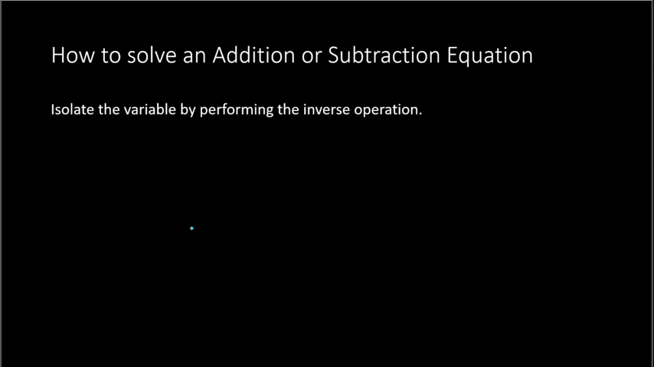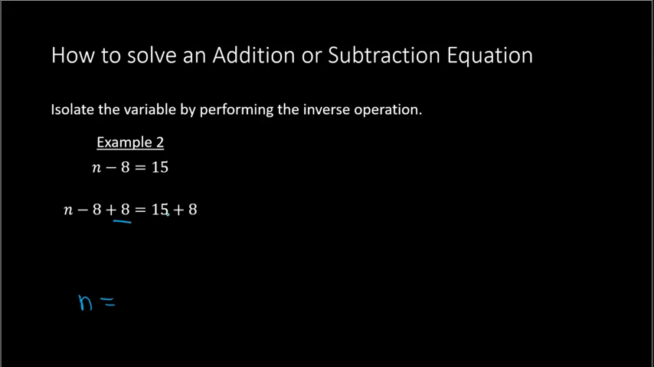Here is another example. We have n minus 8 equals 15. So again, our objective is to isolate the variable, meaning get the variable by itself. So we want to get n by itself to have n equals something. Now to do that, we perform the inverse operation. So we need to get rid of this minus 8 by doing the inverse of subtraction, which is addition. So we must add 8 to both sides of the equation.